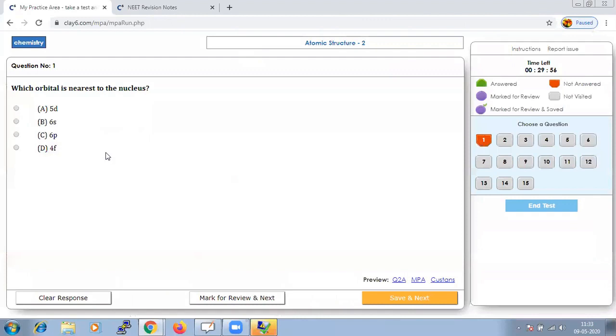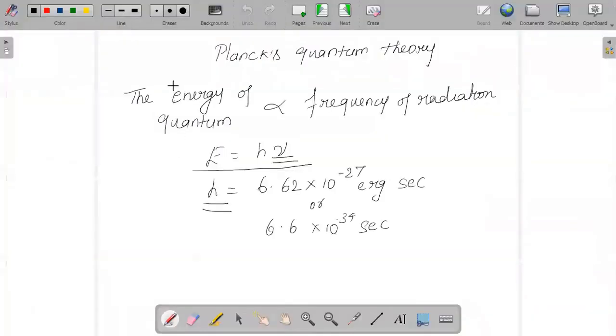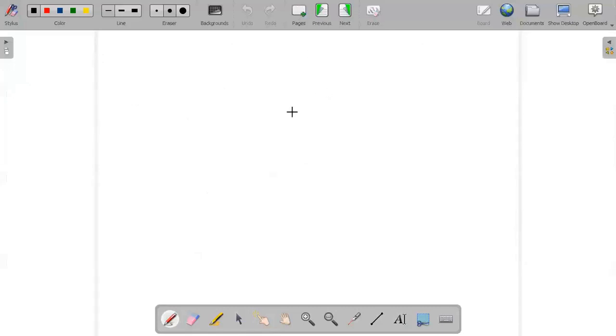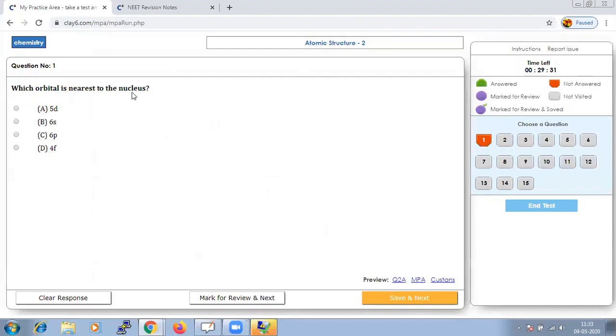So this is our first question. We have to check which orbital is nearest to the nucleus. How do we calculate which orbital is nearest to the nucleus? As we discussed yesterday, we have the concept of the Aufbau principle, and the arrangement of electrons in it will help you to find out which is nearest to the nucleus among the given options.